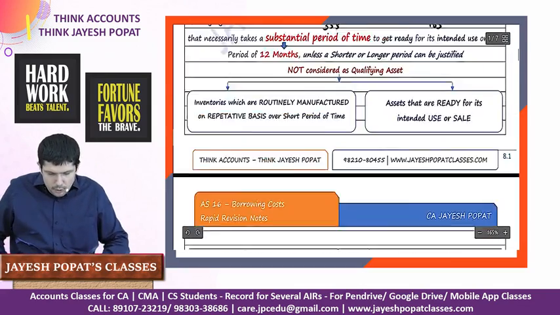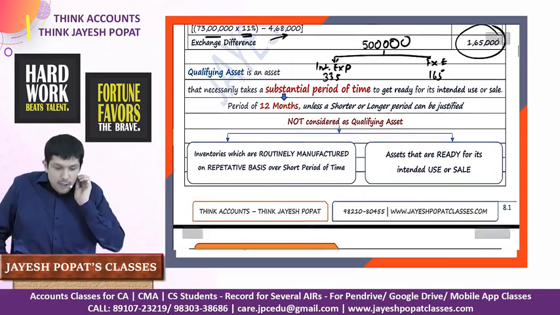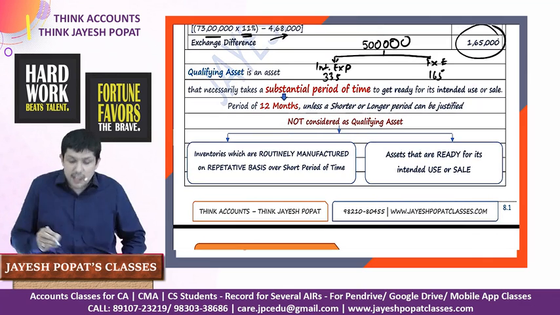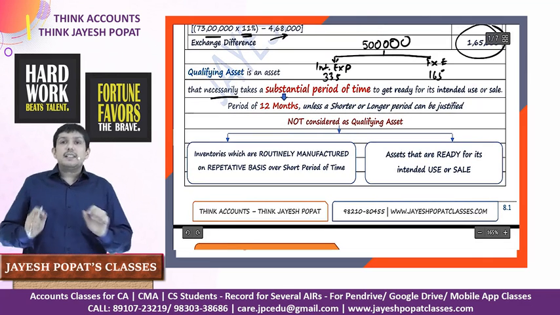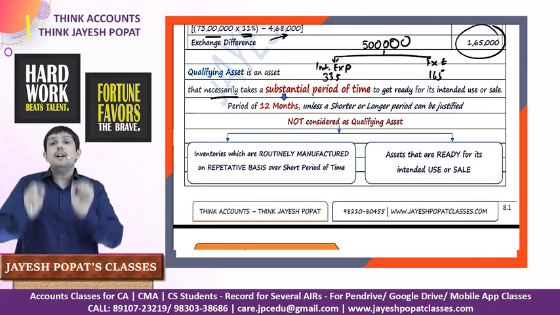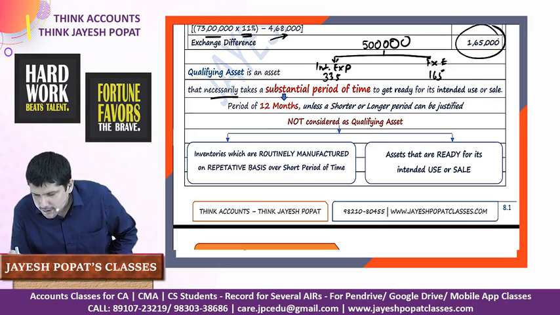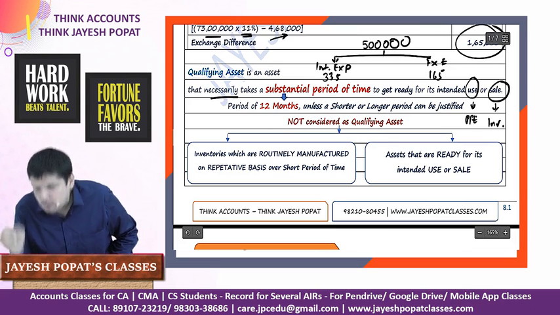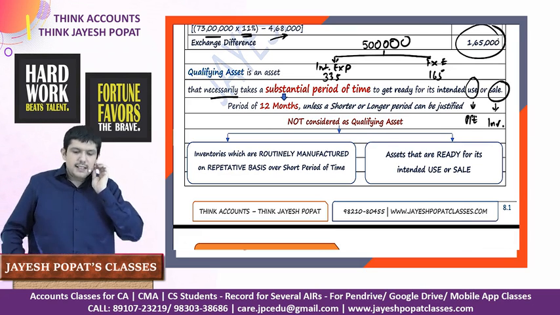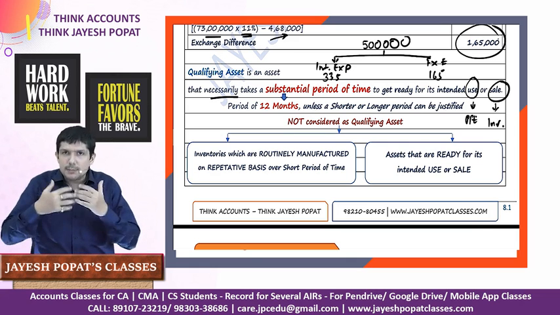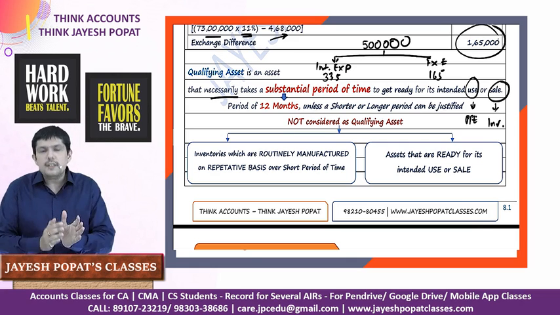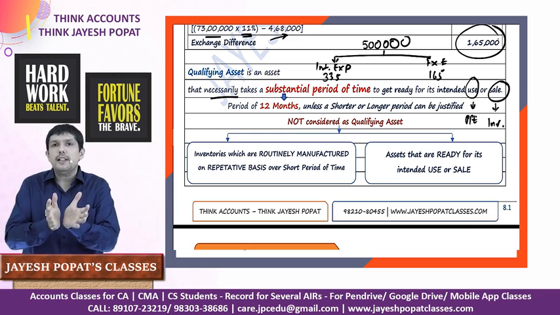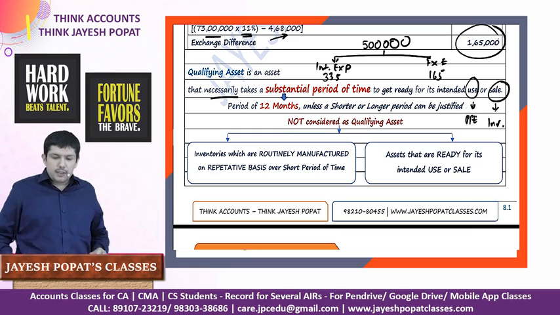Let us understand what we mean by a qualifying asset. A qualifying asset has been defined as an asset which necessarily takes a substantial period of time to get ready for its intended use, so we are referring to PPE, or sale, so we are referring to inventory.